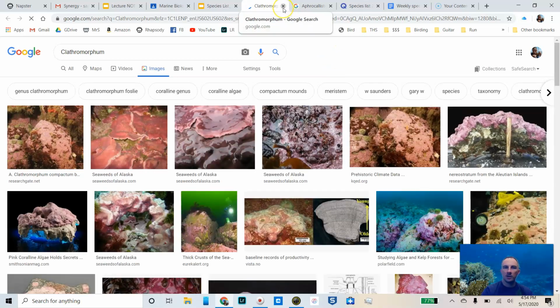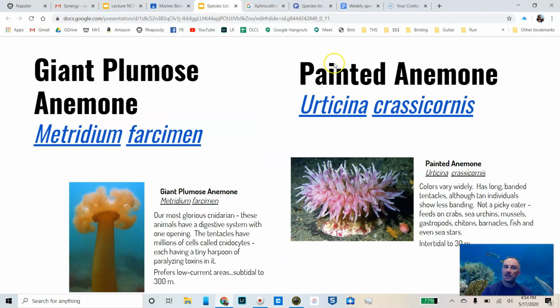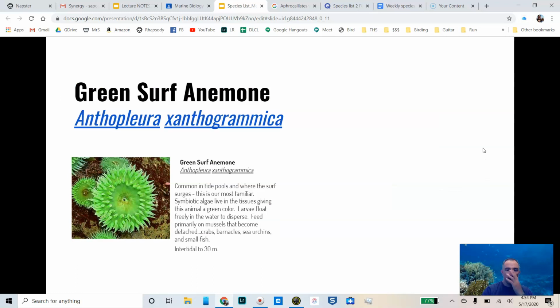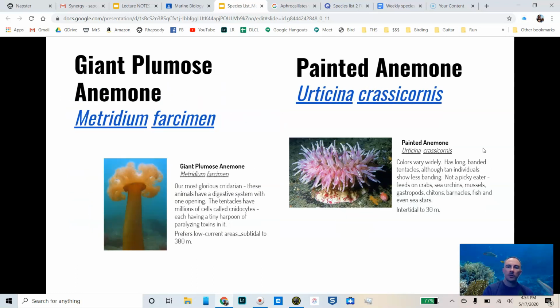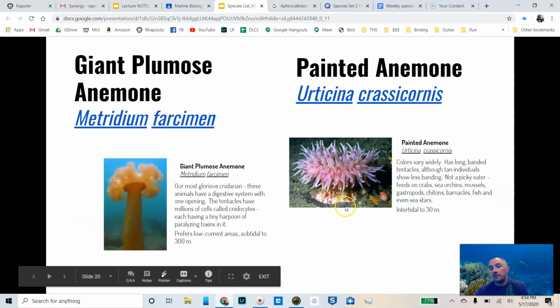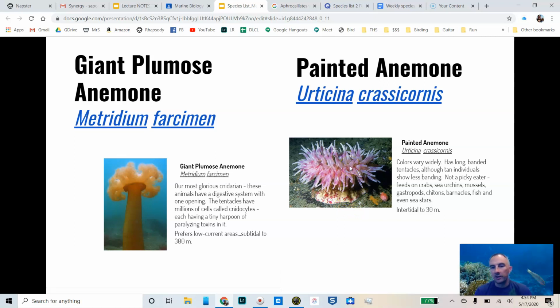Why did I just go to Clathromorphum when I clicked that? That's a mistake. So anyway, it can be a cream color to a white like you see here, with some red or purple flecking. But the one part that is pretty consistent is the tentacles. The tentacles have this sort of candy cane look to them, faint striping of pink, reddish, and white.